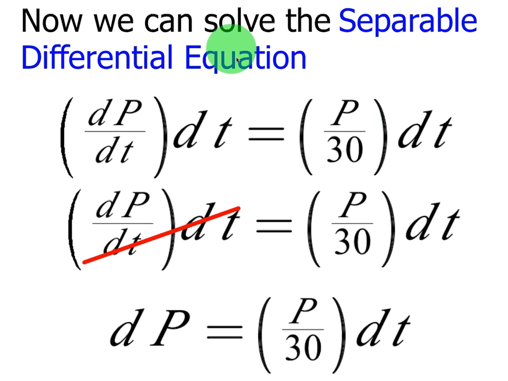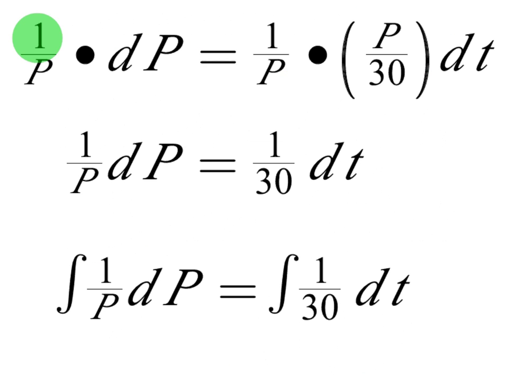Now we're going to do some math. Now we can solve the separable differential equation. So again, to solve a separable differential equation, you're going to get all of the dt's and the t's on one side, and you're going to get all the P's and the dP's on the other. So I'm going to multiply both sides by dt, and then I want to take this P and move it to the left. In order to do that, I'm going to multiply both sides by 1 over P, or you could also say divide both sides by P.